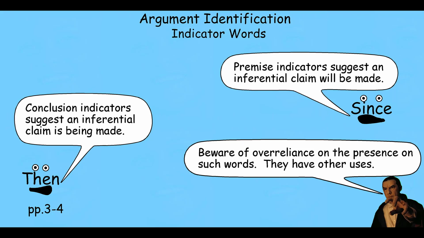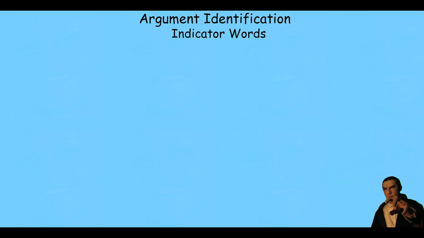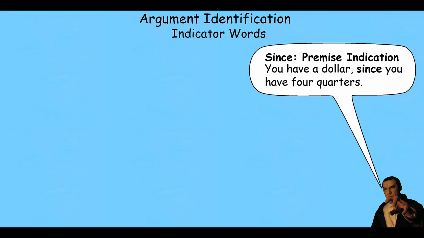For example, when I was an undergraduate, I was both a philosophy and an English major. In philosophy, we talked about premise and conclusion indicator words. In English, we talked about transitional phrases. An example of a premise indicator word serving a premise indication function would be this use of since. You have $1 since you have 4 quarters. Conclusion, then premise indicator suggesting here's the reason why the conclusion is true.